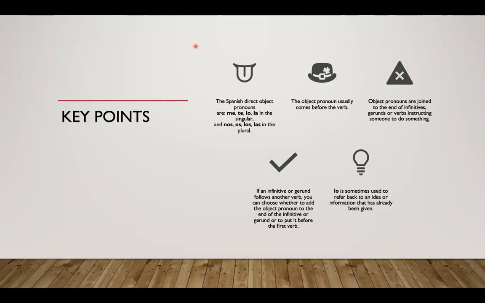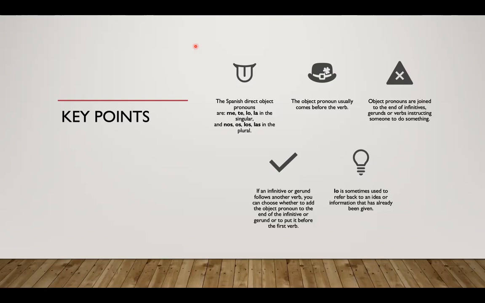Object pronouns are joined to the end of the infinitive, gerunds, or verbs constructing someone to do something, as we had stated previously. Like in the last slide, we would say lo estoy comiendo or comiéndolo, estoy comiéndolo. In that case, you were telling someone I'm eating it.